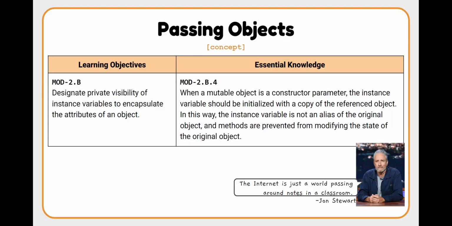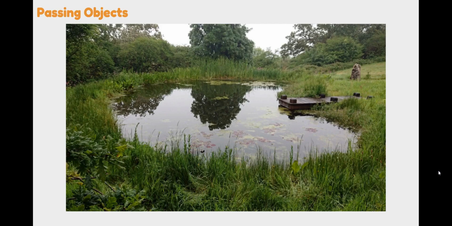Our next lesson deals with passing objects. Our learning objective: designate private visibility of instance variables to encapsulate the attributes of an object.